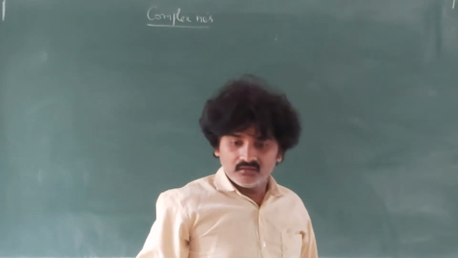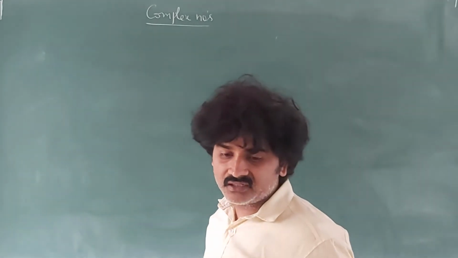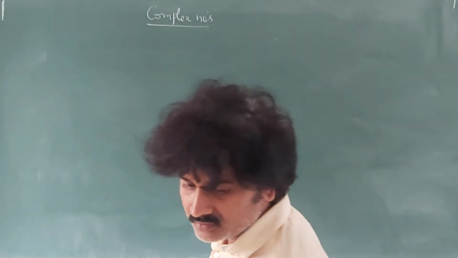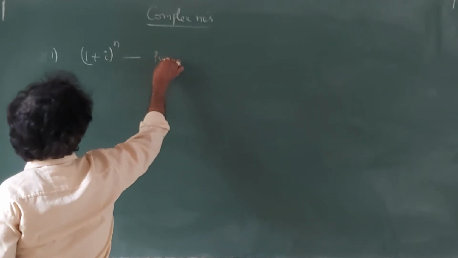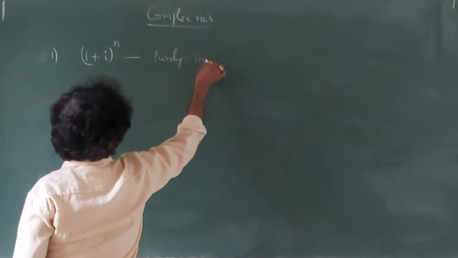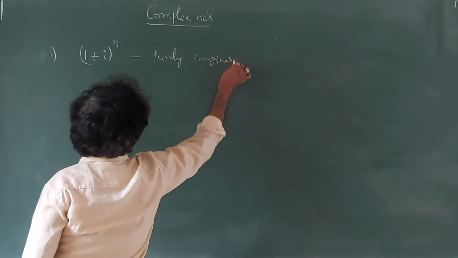Problem one: the smallest positive integer n for which (1 plus i) whole power n is purely imaginary. We need (1 plus i) to the power n to be purely imaginary. Then what is the smallest positive value of n? Question understood? We have to take the smallest positive integer, meaning natural numbers, for which this becomes purely imaginary.